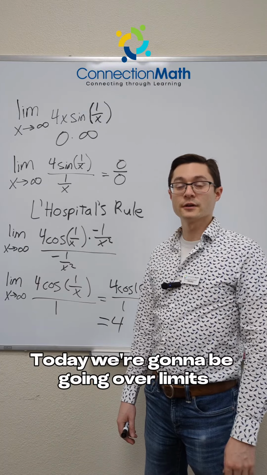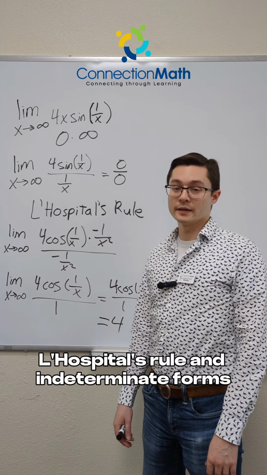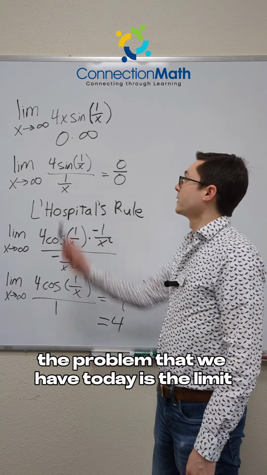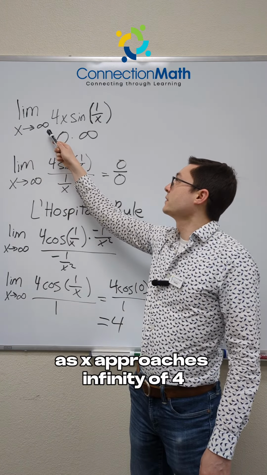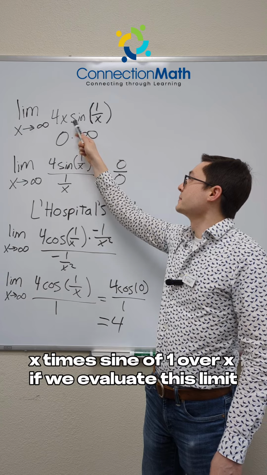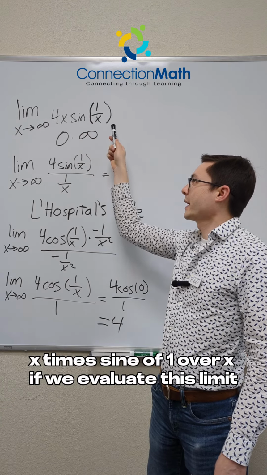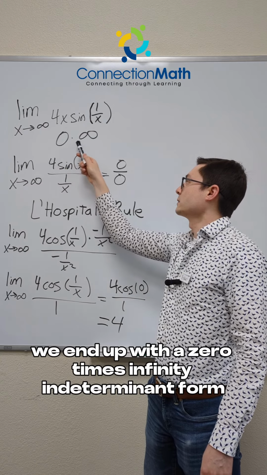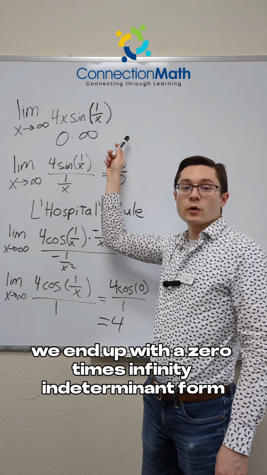Today we're going to be going over limits, L'Hopital's rule, and indeterminate forms. The problem that we have today is the limit as x approaches infinity of 4x times sine of 1 over x. If we evaluate this limit, we end up with a 0 times infinity indeterminate form.